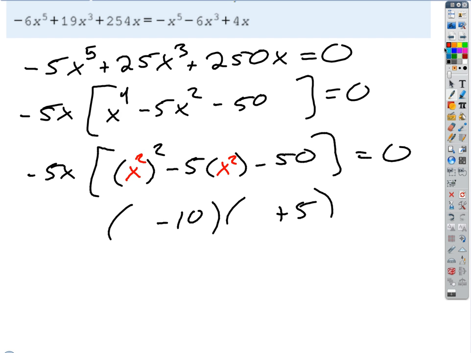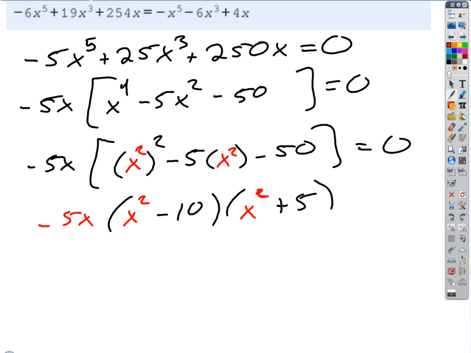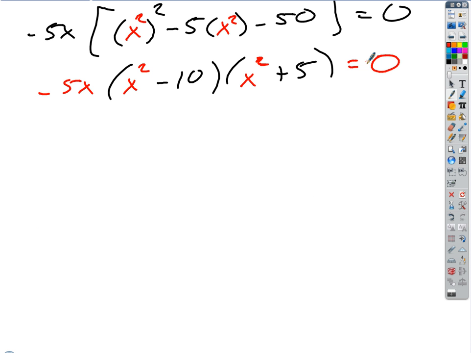What's my first term going to be? X squared. Thinking that all I have to do now is just solve those mini equations. Well, when is negative 5x equal to 0? When x equals, so this one's, yeah, x is 0, right? There's 1, 0.